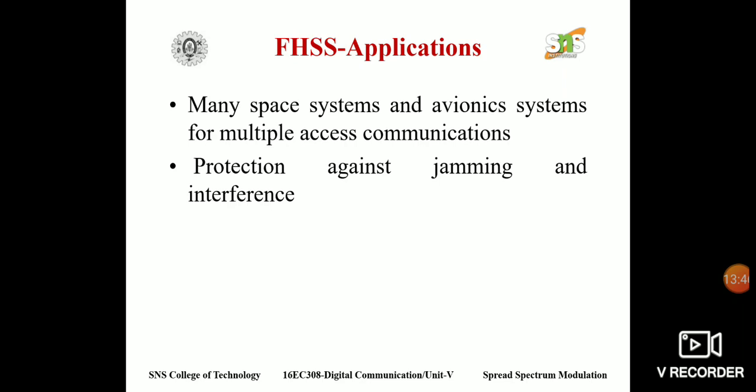Then the applications of frequency hopping spread spectrum: it is used in many space systems and avionics systems, and also for multiple access communication. Multiple access communication includes TDMA, time division multiple access, frequency division multiple access, and code division multiple access. There FHSS is used. Another application is protection against jamming and interference. If you need your communication to be more secure, you can go for frequency hopping spread spectrum, since it has protection against jamming and interference.